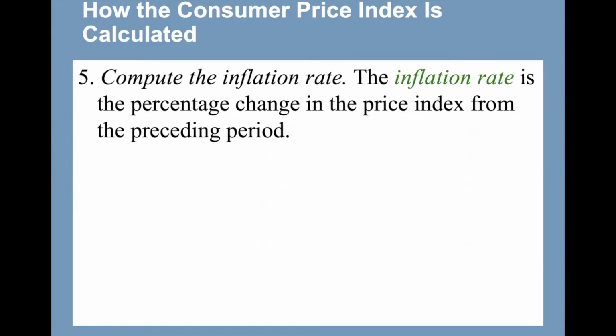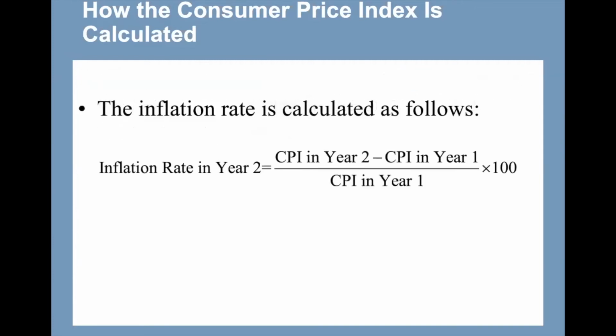So now, from the first four steps, once we have the CPI, we are ready to compute the growth in price, which is called inflation. So inflation is calculated like this. We just compare the CPI from this year over the last year: CPI in year 2 minus CPI in year 1, divided by CPI in year 1, multiplied by 100. So we get inflation in year 2.